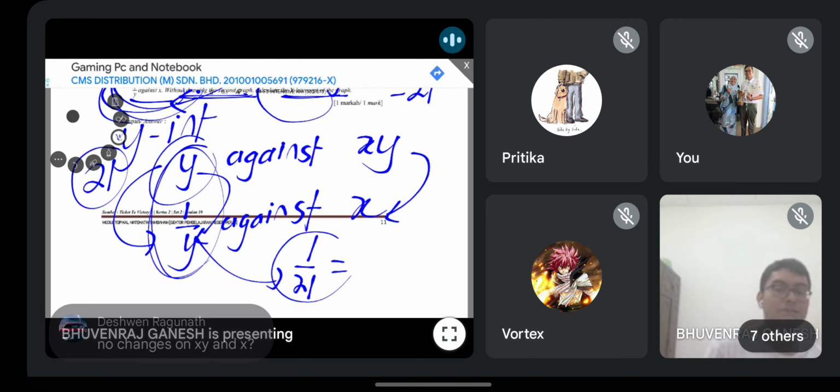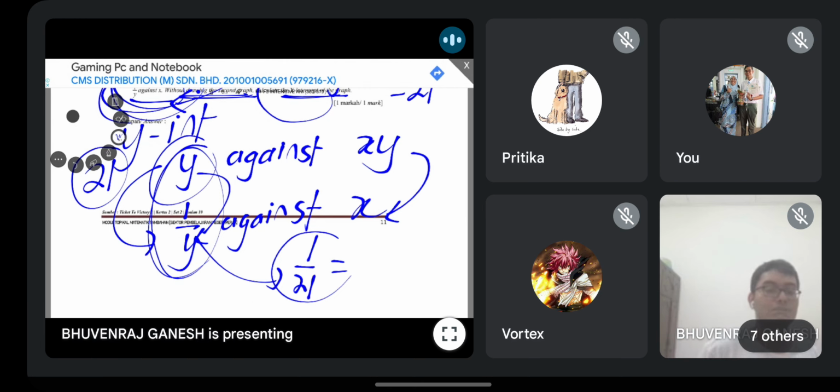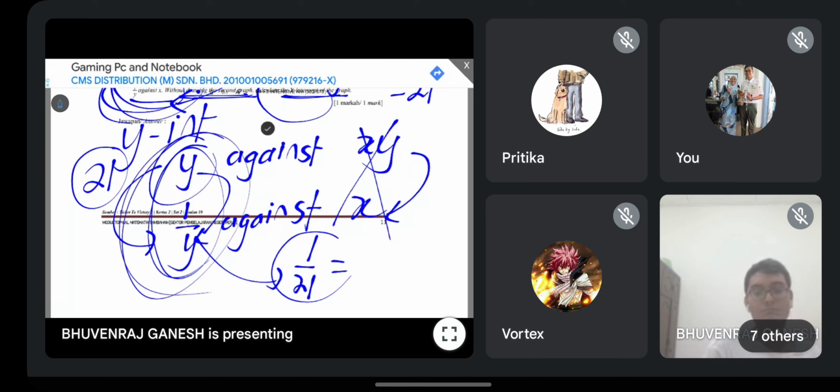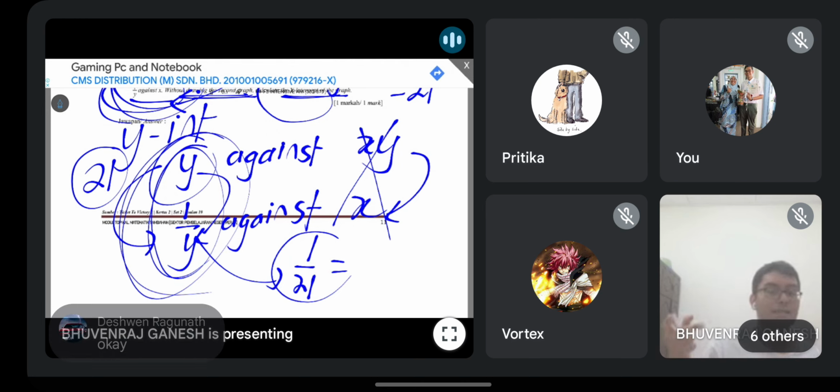No need, because the question asks for the y-intercept. So we no need to focus on the x-axis. Refer to your y-axis only. Because basically your y and 1 over y will show you your y-intercept.